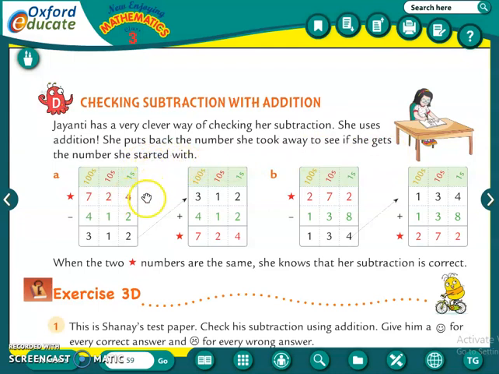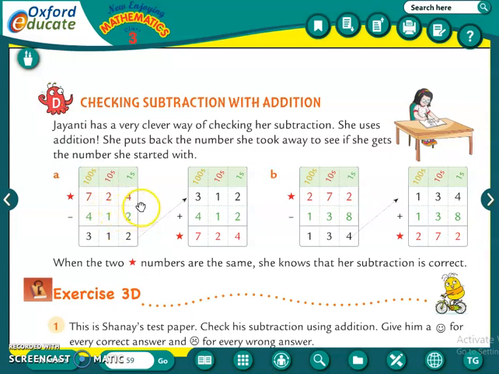That means the numbers that are given, from which we subtract the number, the number that is given first, whatever the numbers are given, let me explain with this example. 724 minus 412. So this is the number for subtraction. This is the sum for subtraction.